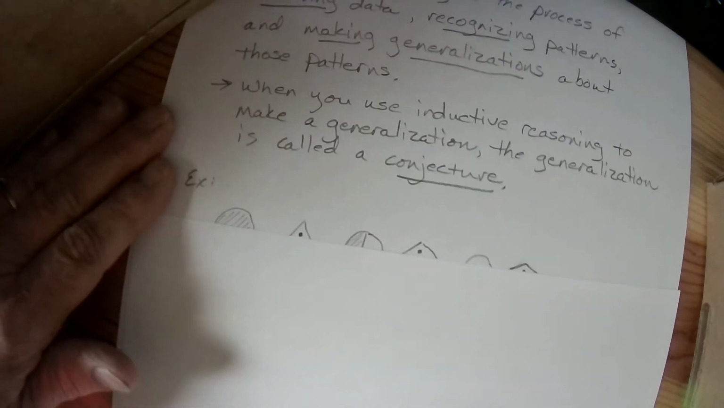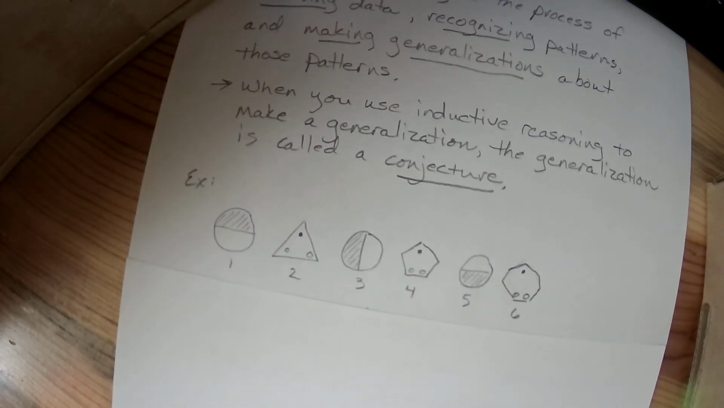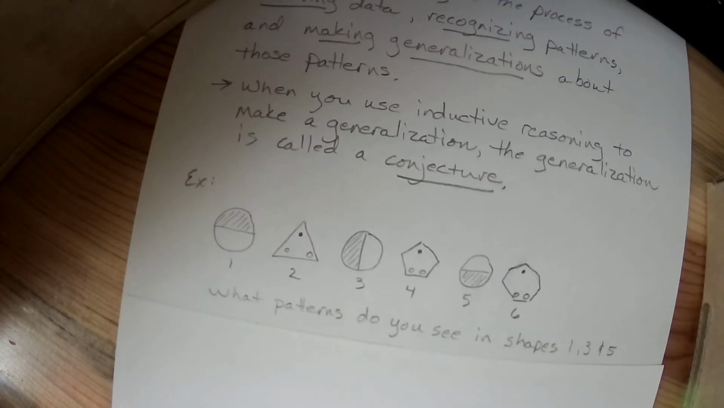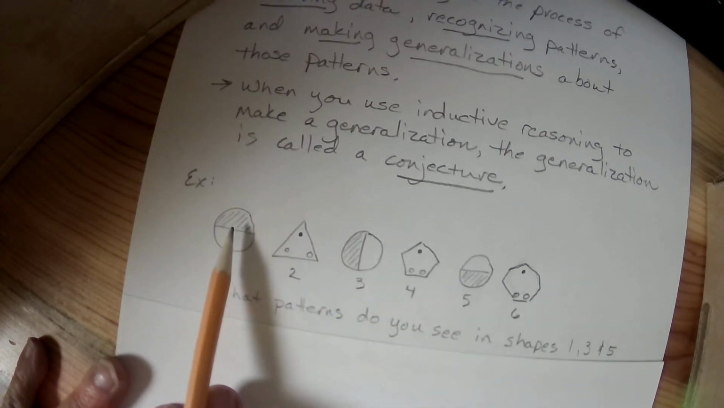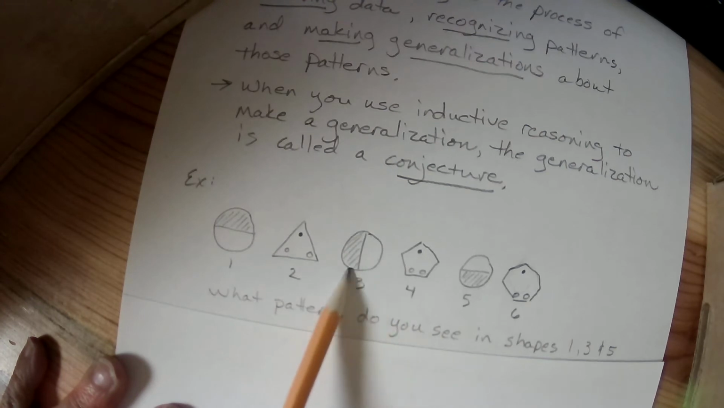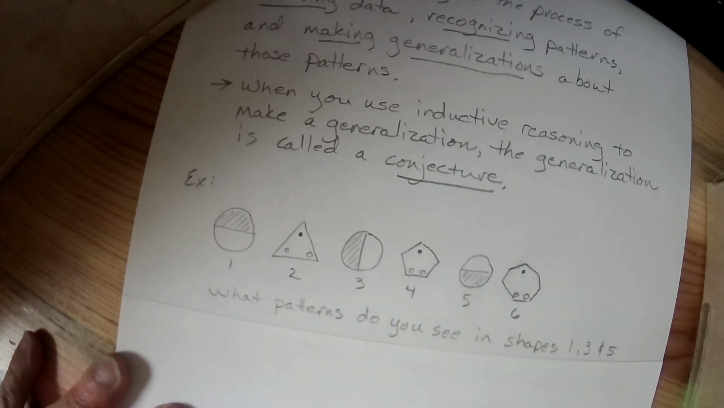So let's look at an example of an inductive reasoning problem. Let's say I have this little diagram of these pictures, and we're going to look for a pattern. So what do you notice about shapes 1, 3, and 5? Hopefully, you've noticed that they're all circles, divided in half, and that half of it is shaded. But notice what's happening to the shading. This one's on top, this one's to the left, this one's at the bottom.